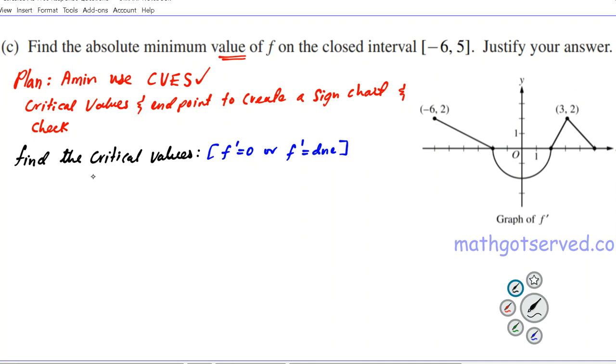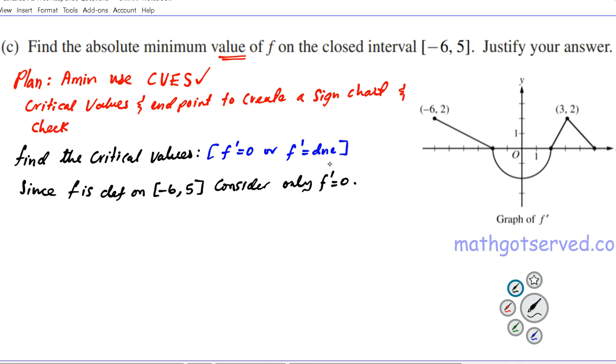Okay, so since f is continuous, or f is defined on the interval -6 to 5, we're going to consider only the case where f prime is equal to 0, since f prime does not exist is not applicable in this scenario. So where is f prime equal to 0? What are the zeros of this derivative function?